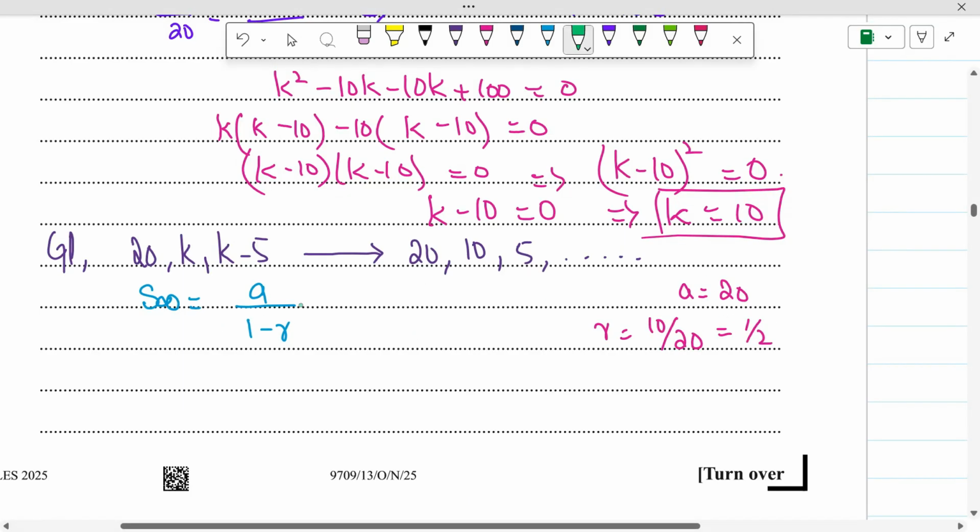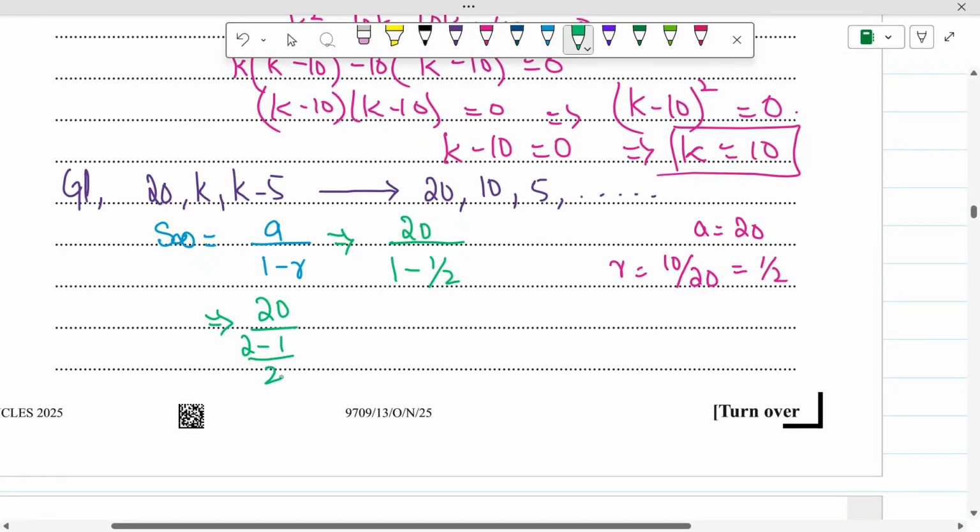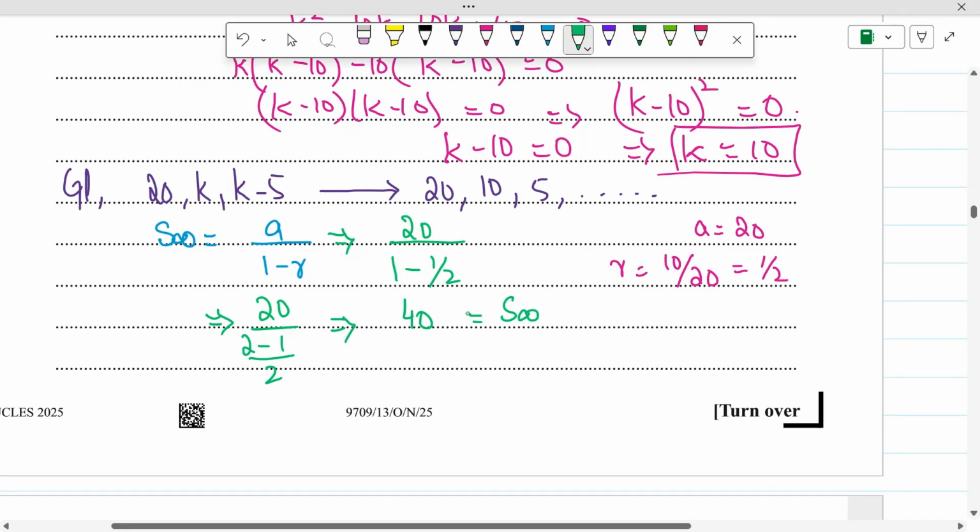Plugging a and r into the sum to infinity formula, we have 20 over 1 minus half, which is 20 over 1 over 2, and this is equal to 40. So we have the sum to infinity, which is 40 in this case.